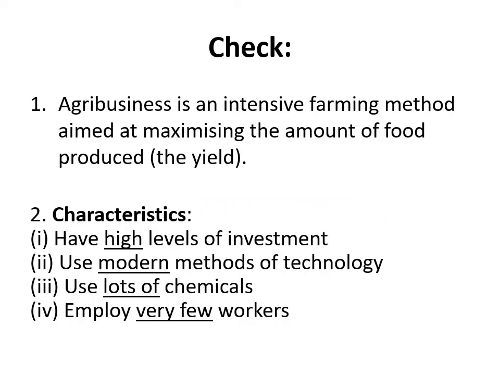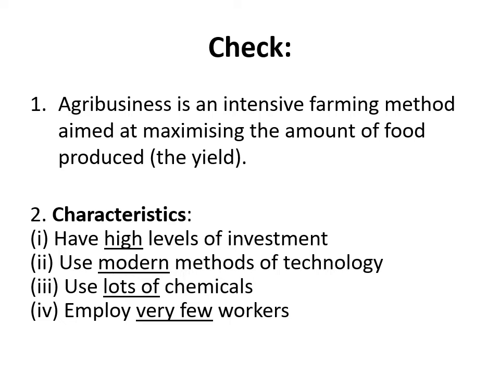Okay, so an agribusiness is an intensive farming method aimed at maximizing the amount of food produced, also known as the yield. Its characteristics are things like it has high levels of investment, it uses modern methods of technology, it uses lots of chemicals and employs very few workers. All of these things aim at maximizing the amount of food produced and therefore the profit. This is a business after all. It's running to make money.